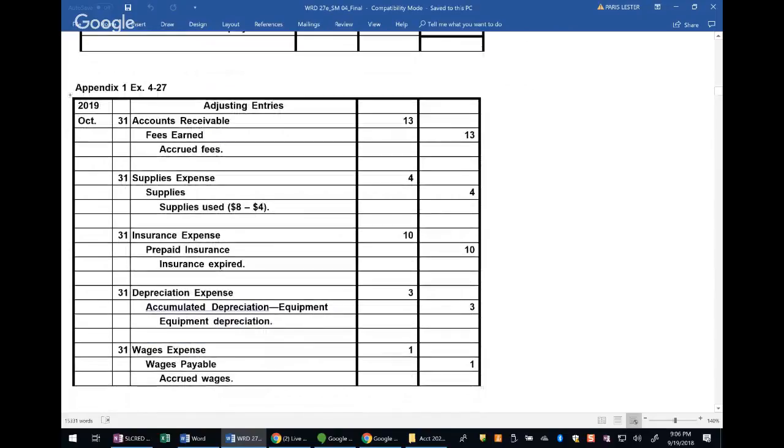Now, the adjusting entries, you just copy them off the statement. You just copy the adjusting entries off of the worksheet. All right. We had fees earned but not billed. We had supplies used. We had prepaid insurance used up. We had depreciation. And then, of course, we had wages not paid. You have to get those adjusting entries or your whole worksheet will be off, won't it? Okay.